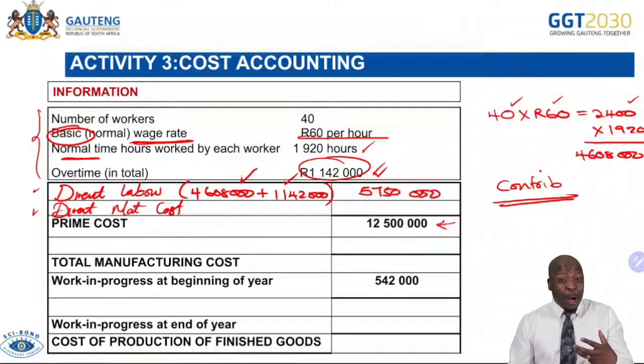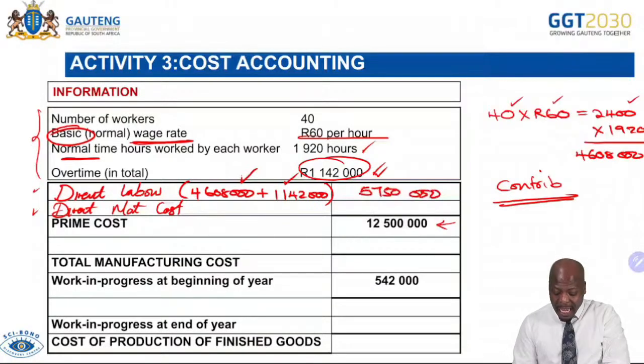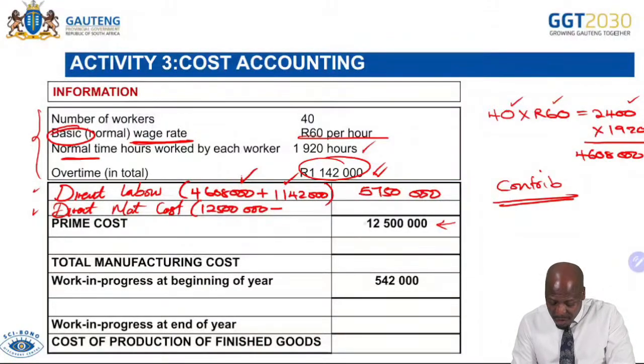So you understand how to get prime cost, do you? How do we get prime cost? It is your direct labor cost plus your direct material cost. Those two make up what we call prime cost. That means we're going to come here now. We want to get prime cost. So I would say my 12.5 million minus what I have here, which is the 5,750,000. And then I'll end up here with 6 million. Say it again.